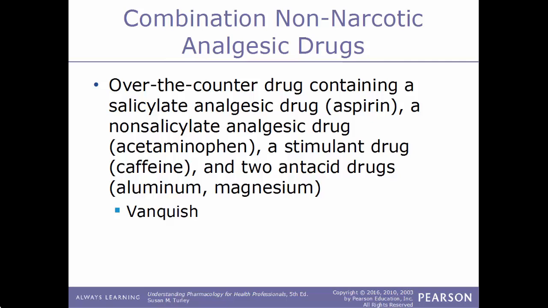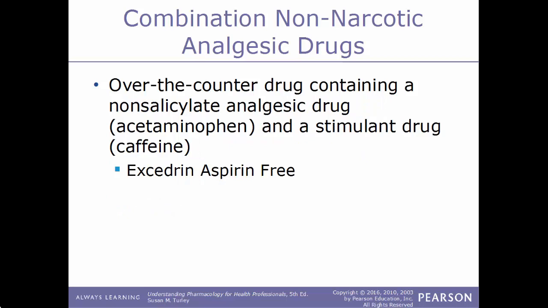Yet another type of combination would include a salicylate drug plus a non-salicylate drug plus a stimulant like caffeine, and also two antacid drugs, aluminum and magnesium. An example of this combination is the drug Vanquish. Another possible combination is a non-salicylate drug like acetaminophen plus a stimulant drug like caffeine. An example of this type of combination is Excedrin aspirin free.